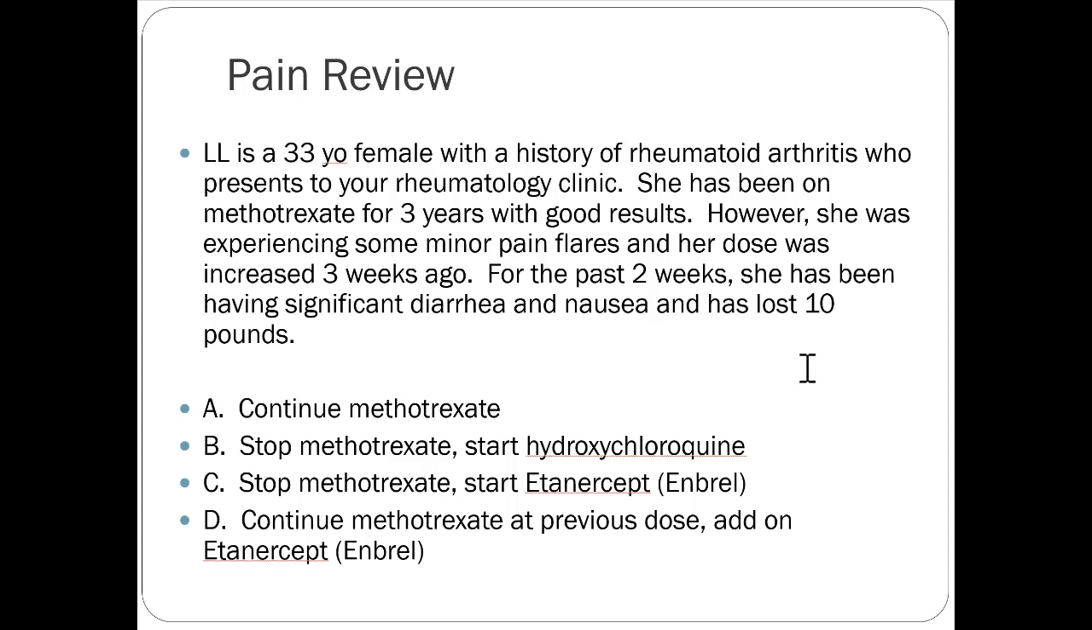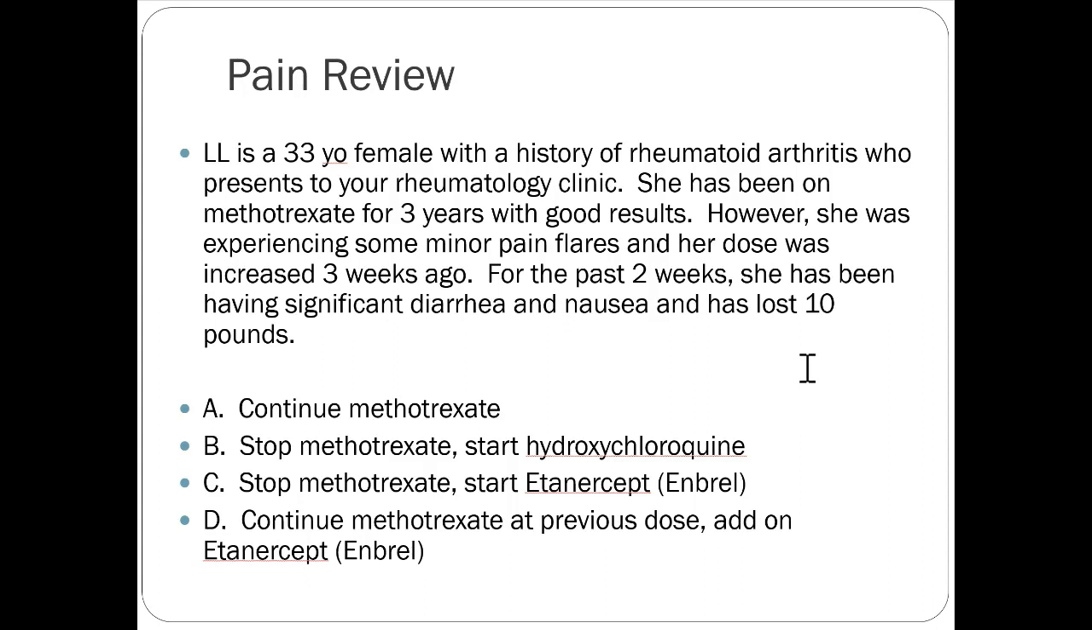All right, this is LL. She's a 33-year-old female with a history of rheumatoid arthritis who presents to your rheumatology clinic. She's been on methotrexate for 3 years. She has been experiencing some minor pain flares, and her dose was increased 3 weeks ago. For the past 2 weeks since the dose increase, she has been having significant diarrhea and nausea and has lost 10 pounds. So what's our best option here?